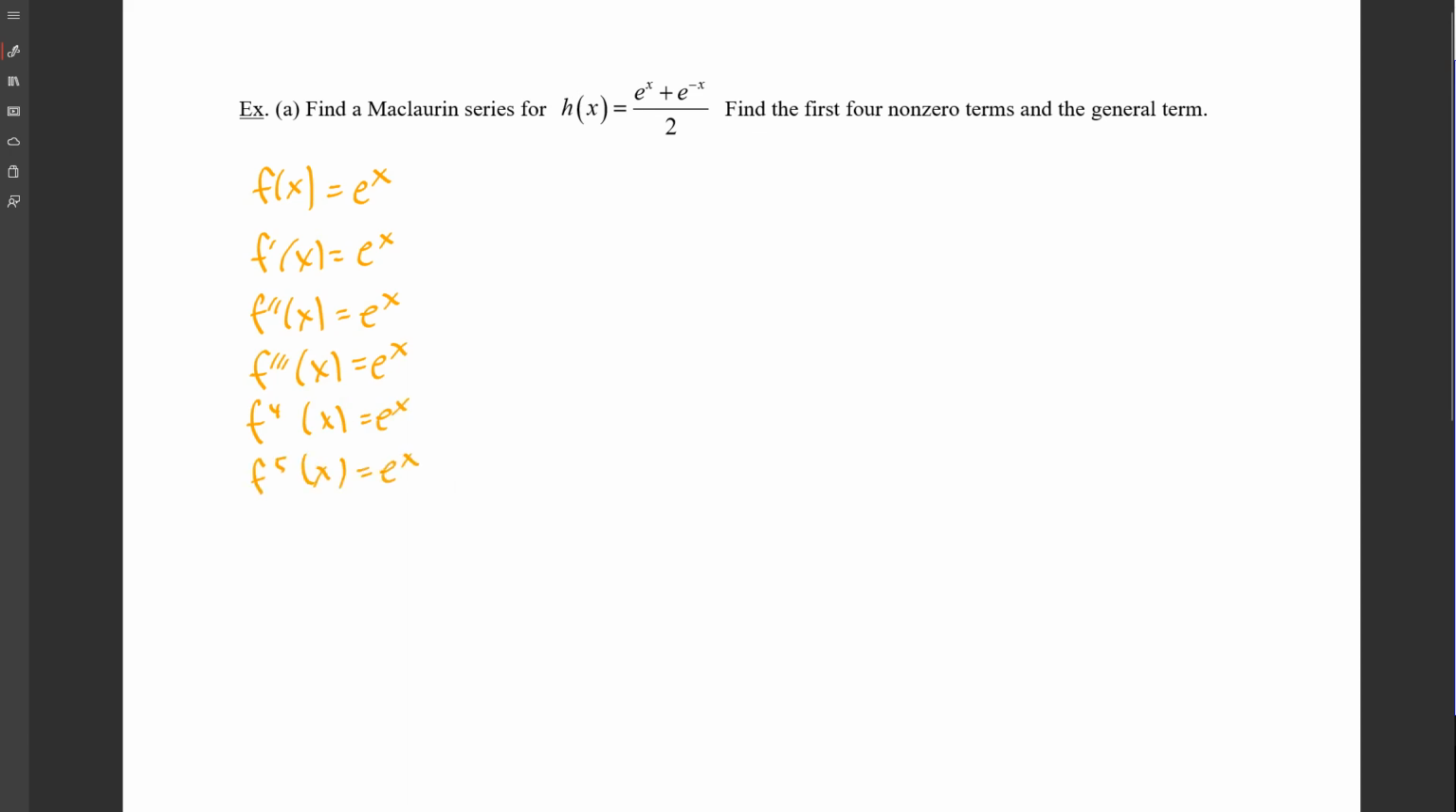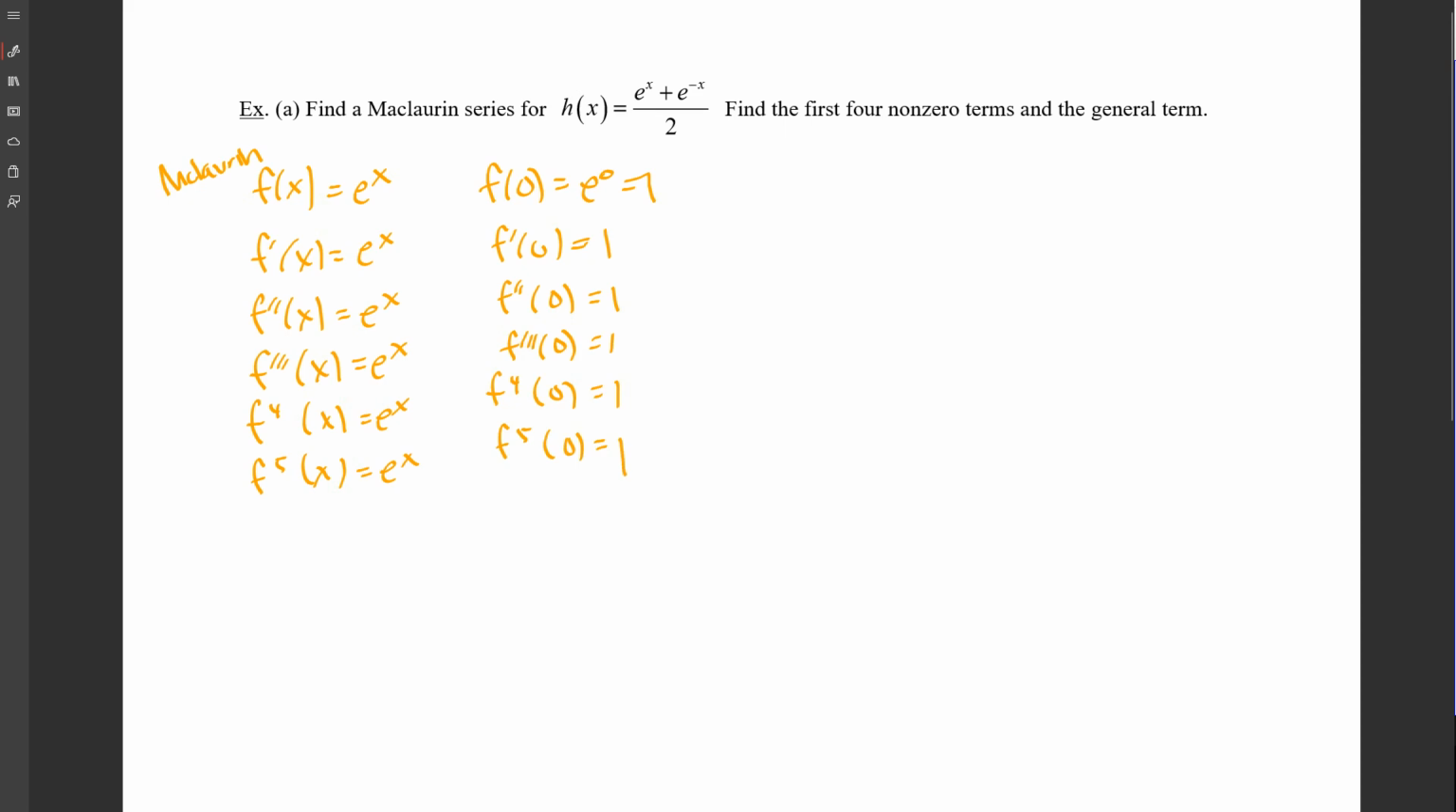That's interesting. And if I wanted the Maclaurin series for e to the x, then my c would be 0. So this would be e to the 0, which is 1. F prime would be e to the 0, which is 1. F double prime would be e to the 0, which is 1, and so on. Let's go ahead and write my Maclaurin series.